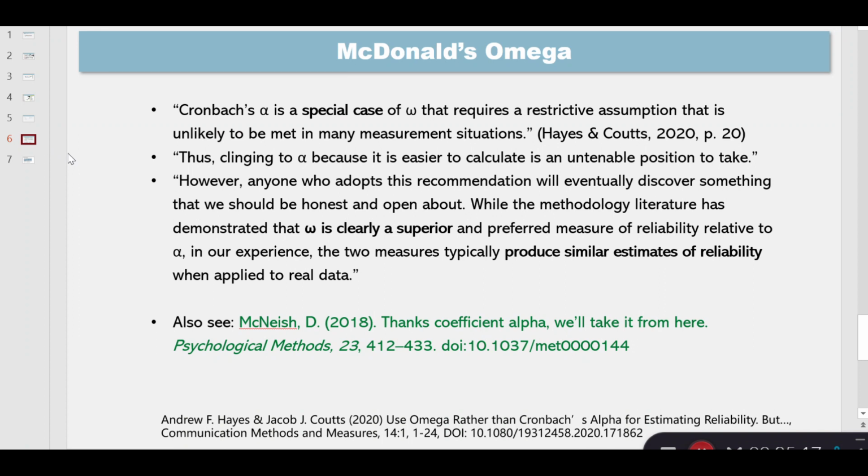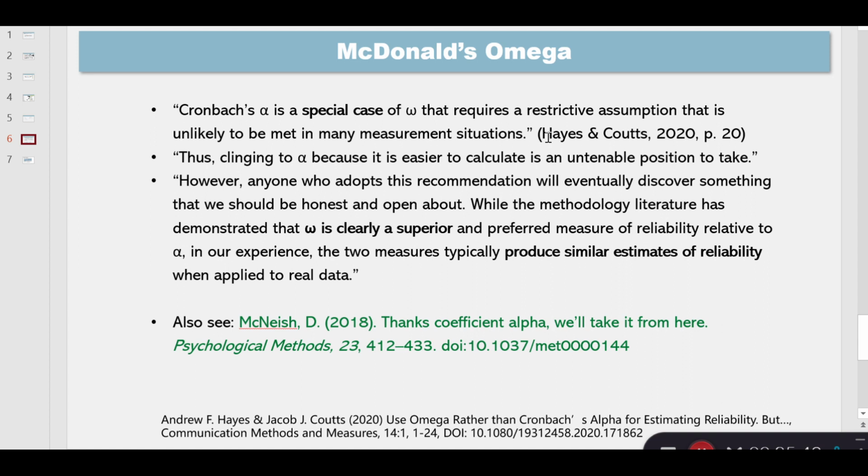Now, two last slides here, I think they're quite helpful, especially since they shed more light on the interpretation of McDonald's omega and when and how to use it. This is from this paper. I will leave the link to the paper from McNish. McNish says that Cronbach's alpha is a special case of omega that requires a restrictive assumption that's unlikely to be met in many measurement situations, which I just mentioned before.